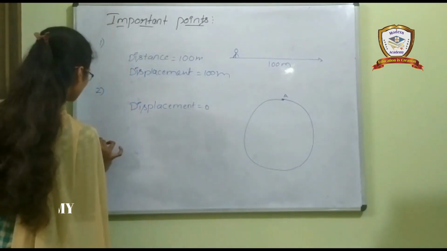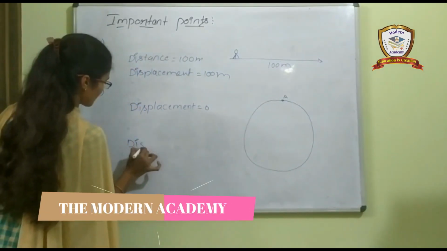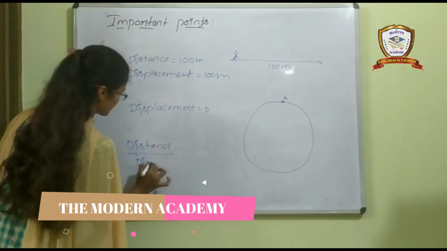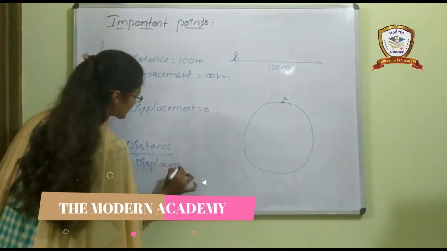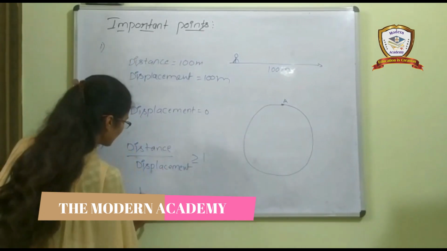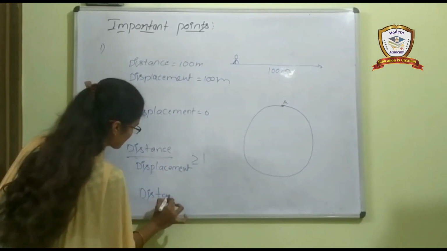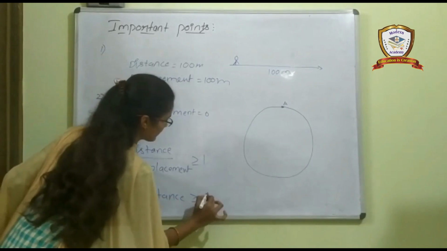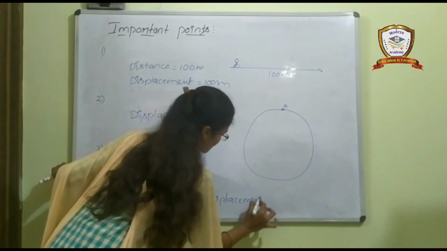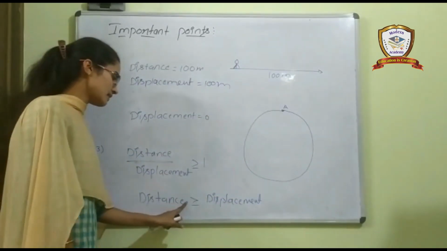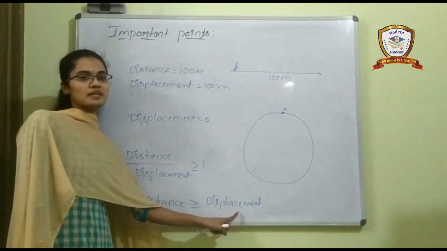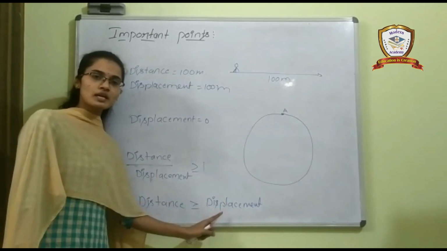Yes. So next one, distance by displacement is always greater than or equal to 1. That means if you take the displacement on this side, distance is always greater than displacement. So distance is always greater than or equal to displacement, never less than displacement. Distance is always greater than or equal to displacement.